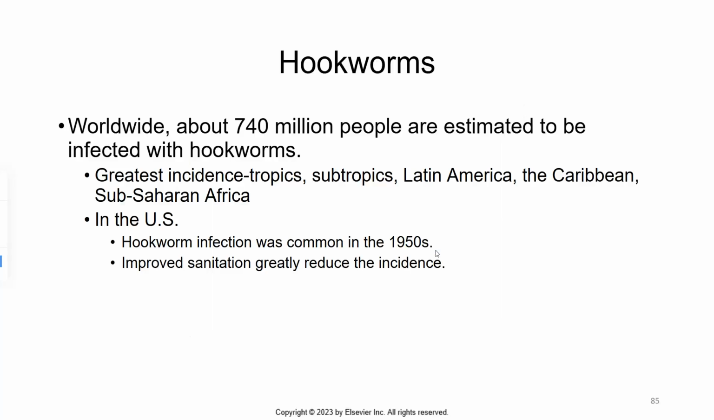And moving on to the hookworm. So worldwide, about 740 million people are estimated to be infected with hookworms. Greatest incidence: tropics, subtropics, Latin America, the Caribbean, sub-Saharan Africa. In the United States, hookworm infection was common in the 1950s. Improved sanitation greatly reduced the incidence.